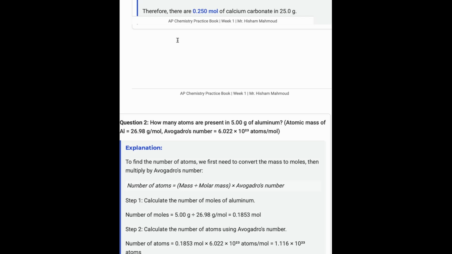How to find the number of moles? Number of moles is equal to the mass divided by the molar mass. Again, same like last question. So 5 grams of aluminum divided by the molar mass of aluminum, which is 26.98. That's equal to 0.1853 moles.